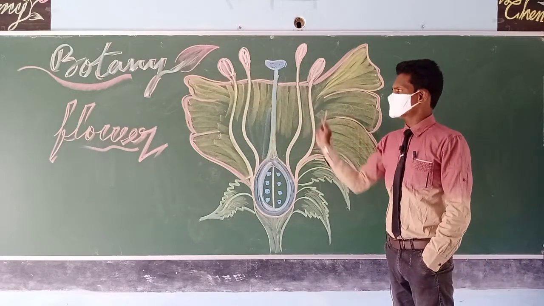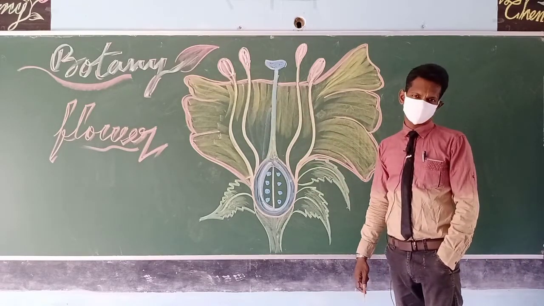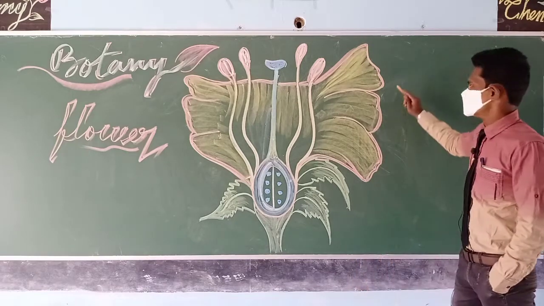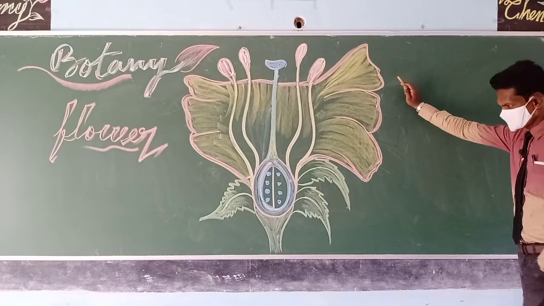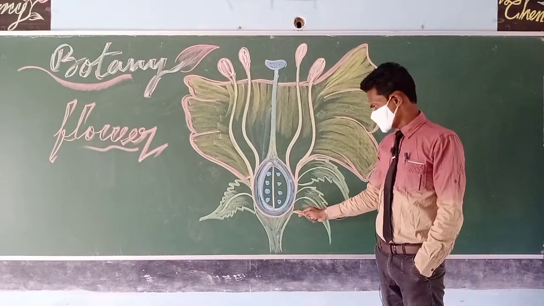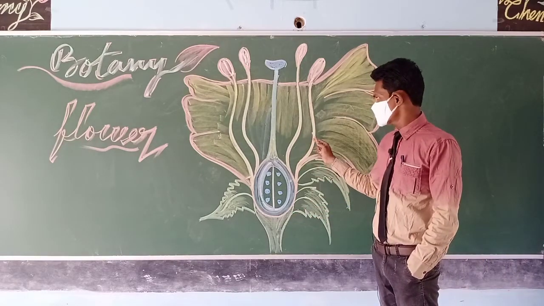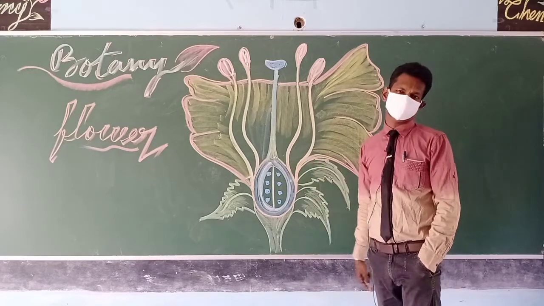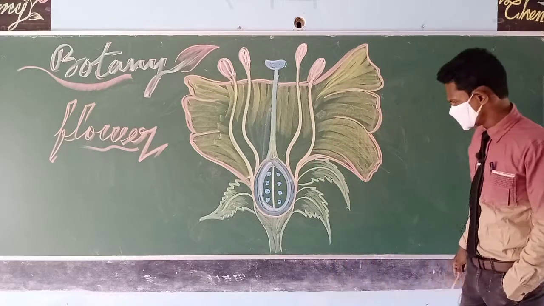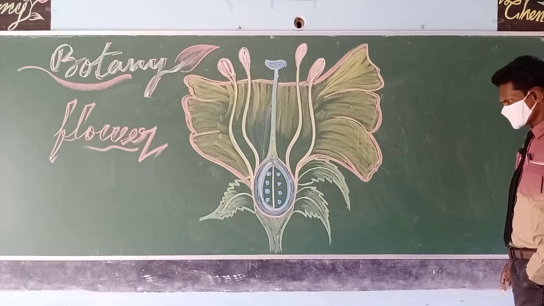Generally, all parts of the flower are located in the form of whorls. A total of 4 whorls are located: whorl number 1, whorl number 2, whorl number 3, whorl number 4. Totally 4 whorls. Let me see what parts are located in each whorl.